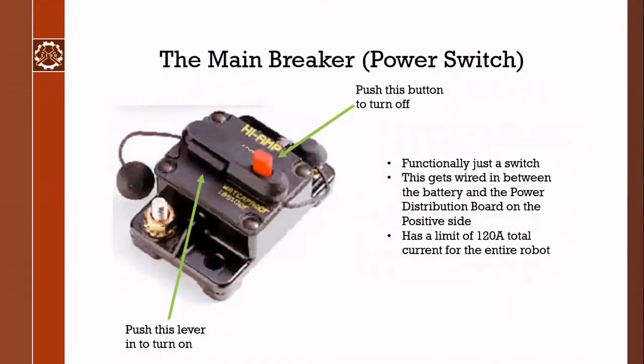So moving on, connecting to the battery is the main breaker or the power switch. And as you can see here, the power switch is this black thing with a small red peg on it. When this peg is pressed, a small arm or lever comes out, effectively breaking the circuit off. The switch has a limit of 120 amps for the entire robot, just in case nothing gets fried or too much power goes through the wires.